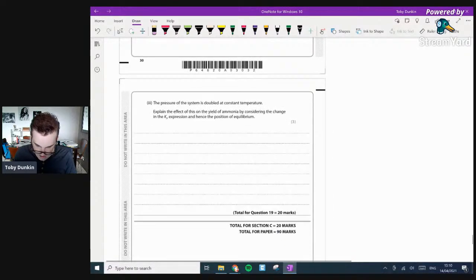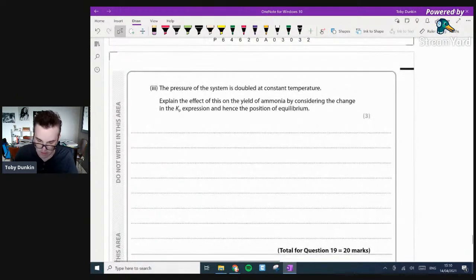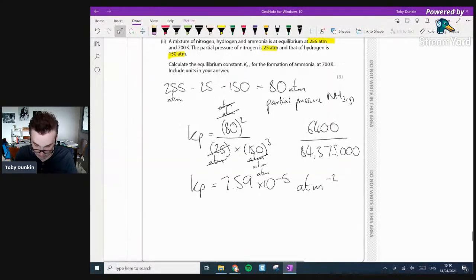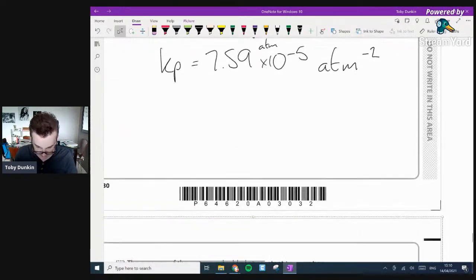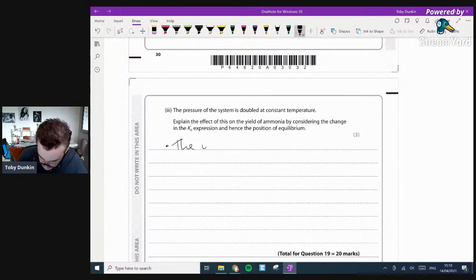Moving on. The pressure on the system is doubled at constant temperature. Explain the effect of this on the yield of ammonia by considering the change in Kp and hence the position of equilibrium. Okay, so they doubled the pressure. Well, the yield will increase. Yeah, 4 moles on the left, 2 moles on the right, so the yield's going to go up. So first thing, the yield of ammonia will increase.